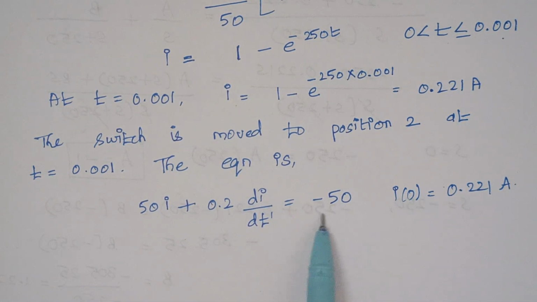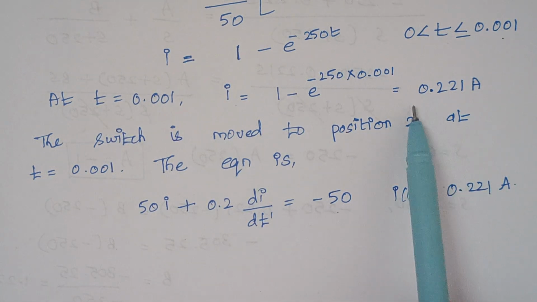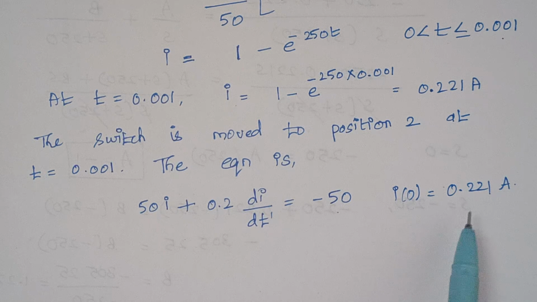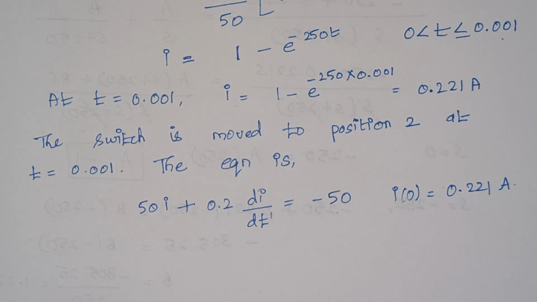So here it is minus 50. Right. So what is the value of I of 0? The value of I of 0 is 0.221 because initially the switch is connected to some other voltage source. Right. So here I of 0 is 0.221.